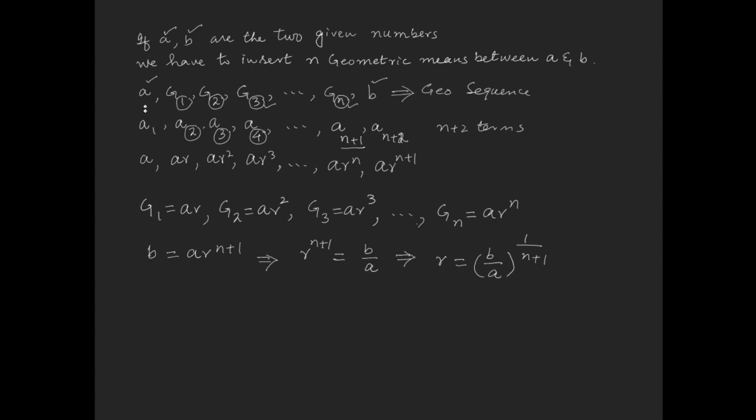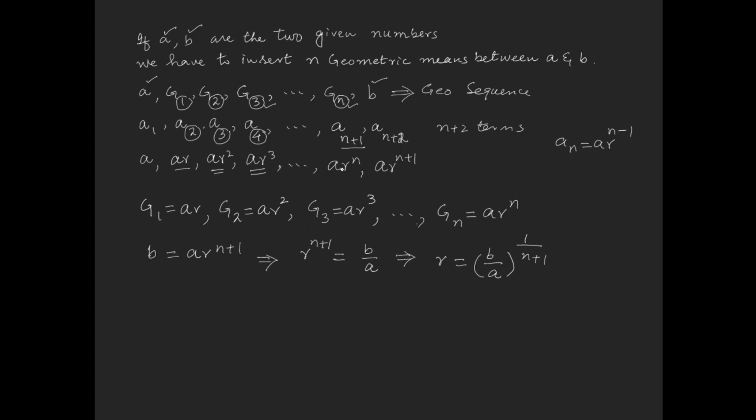Now we know that the first term is A. Multiply R each time to get the next term. So R is multiplied with A to get the second term. So AR is the second term. Then the third term is AR square, as one more R is multiplied. And then the fourth term is AR cube. This is the formula, as we know: AN is equal to AR to the power n minus 1. So by this we can write that the fourth term is AR cube.